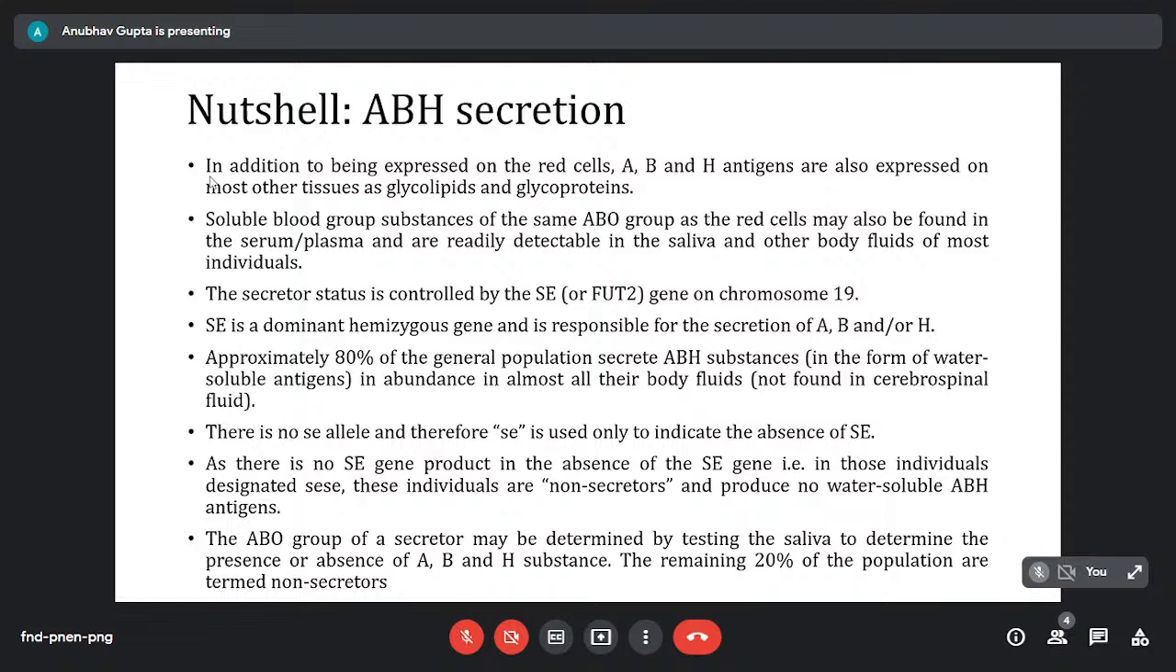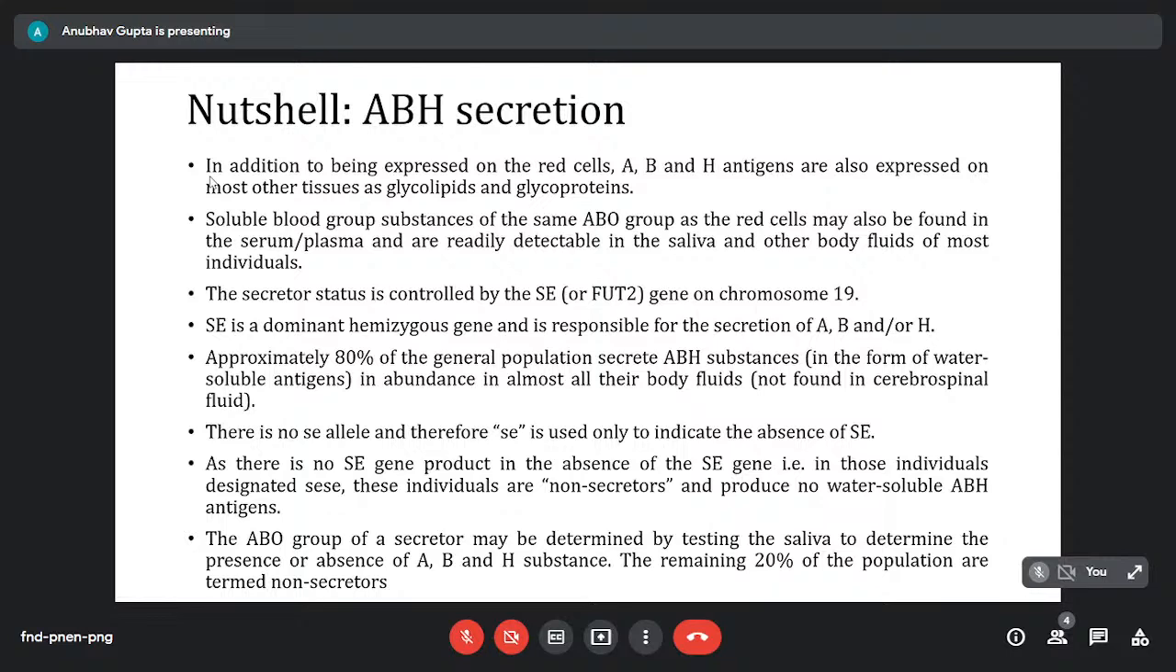Approximately 80% of the general population are secretors. There is no SE allele, therefore no SE product, because SE is the dominant gene basically. So as there is no SE product in the absence of the SE gene, that individual will be known as a non-secretor, and these form 20% of the total population.